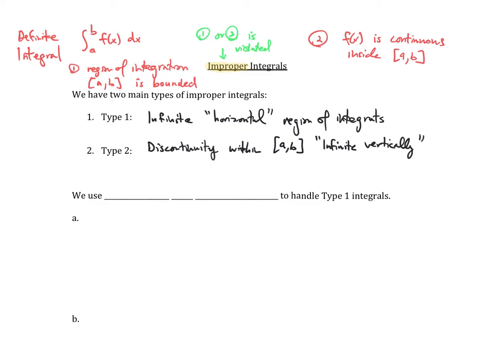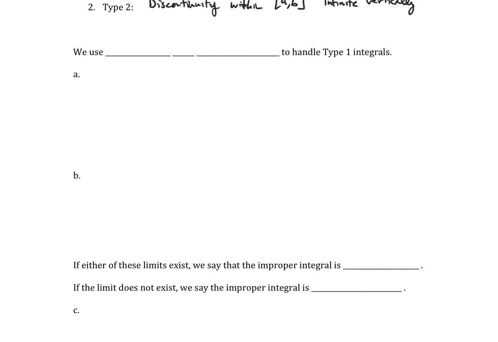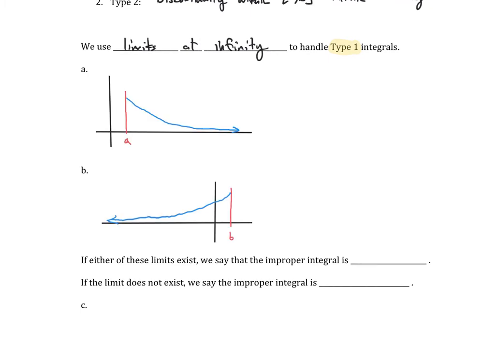Let's first take a look at type 1. When we look at type 1, we need to use limits at infinity to handle these type 1 integrals. Okay, so I'm focusing mainly here on type 1. Okay, so let me pause a second to draw a picture. Voila, our two graphs magically appear.